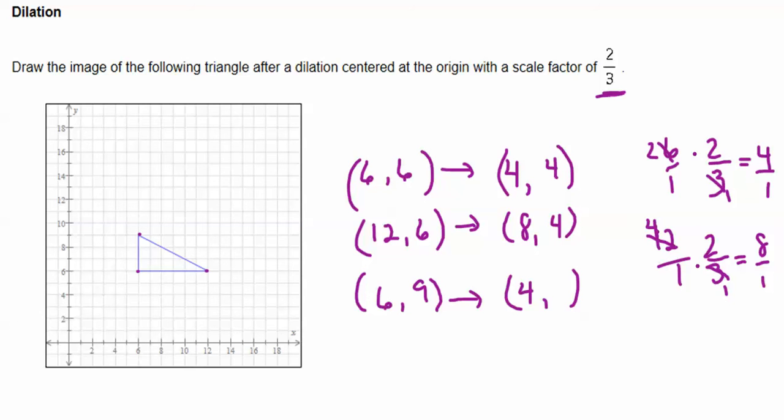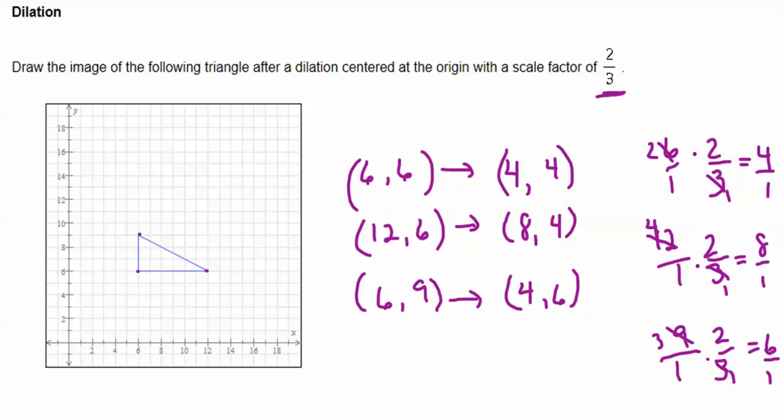8. And then 9, could you logic your way through that? If 6 is 4 and 12 is 8, 9 would have to be right in the middle, which would be 6. But again, we'll double check just to make sure. 3 and 1 gives us 6/1. So 6. And then you're going to take to your coordinate plane and plot those.